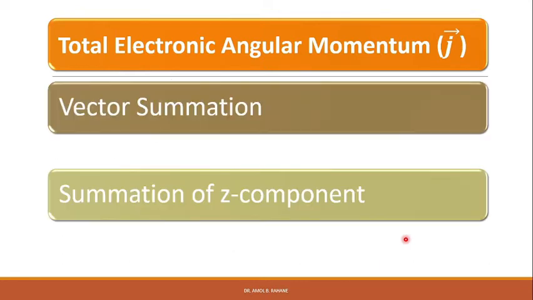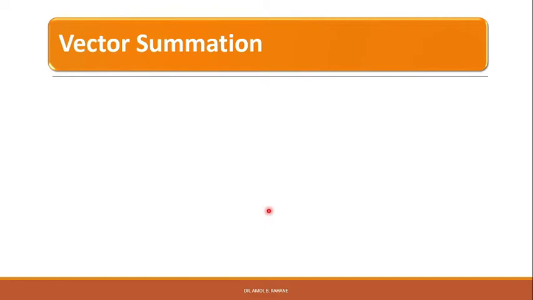Now there are two methods by which we can deduce the various allowed values of J vector for particular L vector and S vector values, and these two methods are, the first one is vector summation method and the second one is summation of Z component. Therefore we can calculate the allowed values of J vector for particular L vector and S vector by using these two methods. So let us study the first method, vector summation.